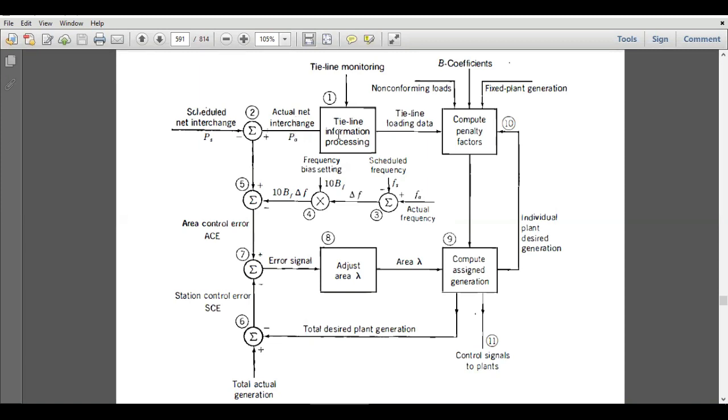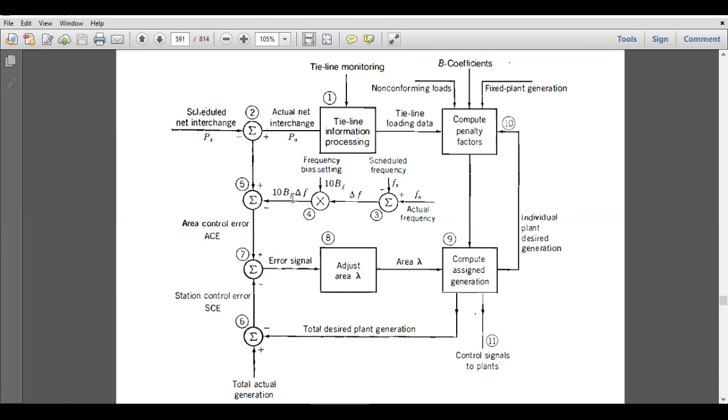Here we have tie line information processing and tie line monitoring. This block is connected with this block and it will pass out tie line loading data and compute penalty factors. These penalty factors of individual generating units will be computed over here, and the data of non-conforming loads, P coefficients or transmission loss coefficients will also be fed to this block, and fixed plant generation. For example, we have some power generation types whose output cannot be altered. So those generation information can also be input to this block.